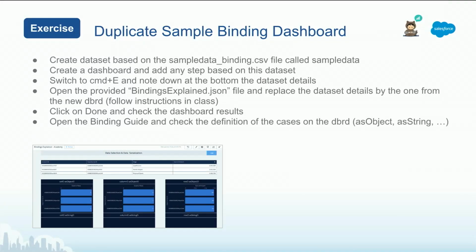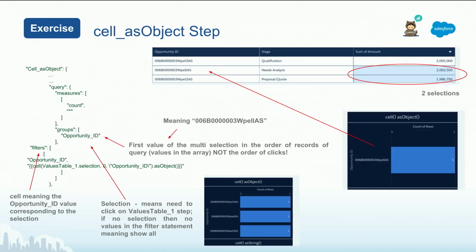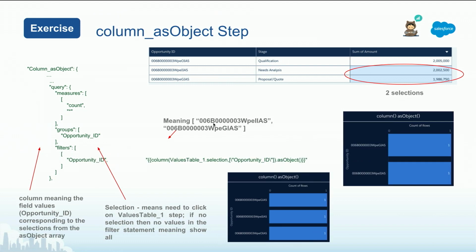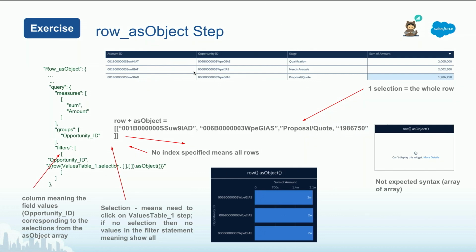Now that we have covered the exercise and we walked through the dashboard and covered the steps on that dashboard, we also have some of the slides that walk you back through some of the use cases we covered. The cell as object, what it returns. The column as object, it returns the array of values. And the row as object, returning an array of an array, which is not an expected syntax.